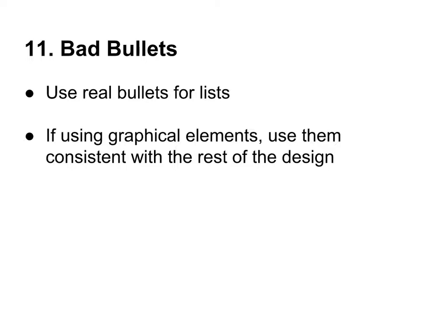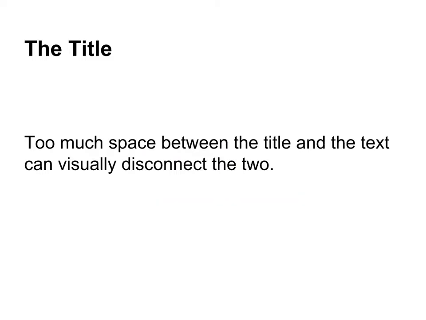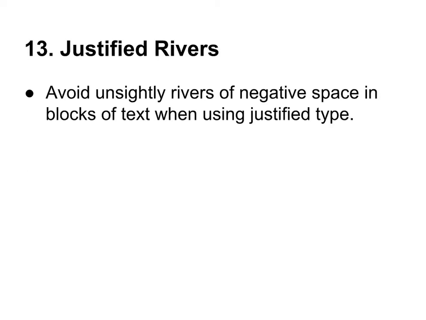Number 11, bad bullets. Use real bullets for lists. If you have to use graphical elements, make sure that they're consistent with the rest of the design. This very 1990s PowerPoint slide has completely unnecessary fancy bullets. Sort of matches the design, but still kind of looks tacky. Number 12, don't put too much space between the title and the content, or they can easily be visually disconnected.